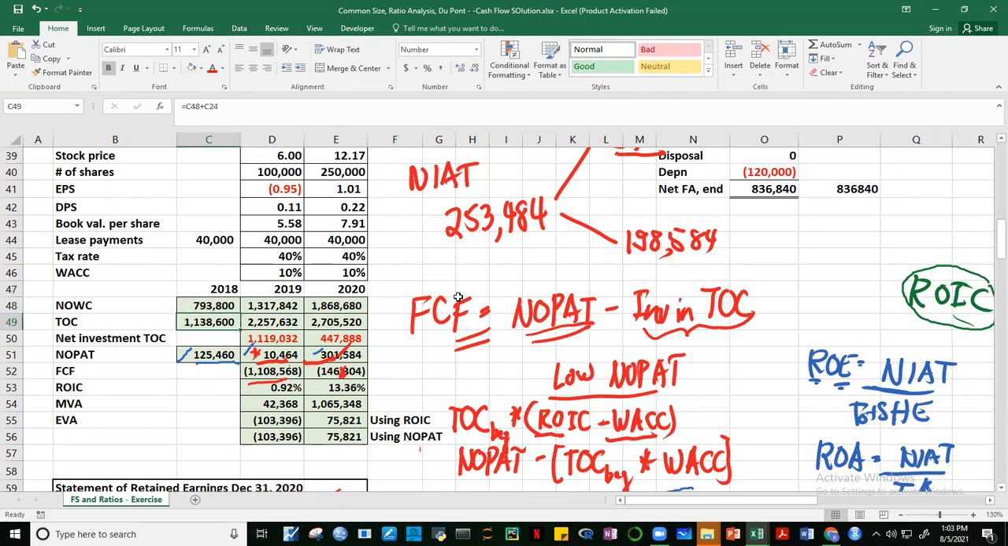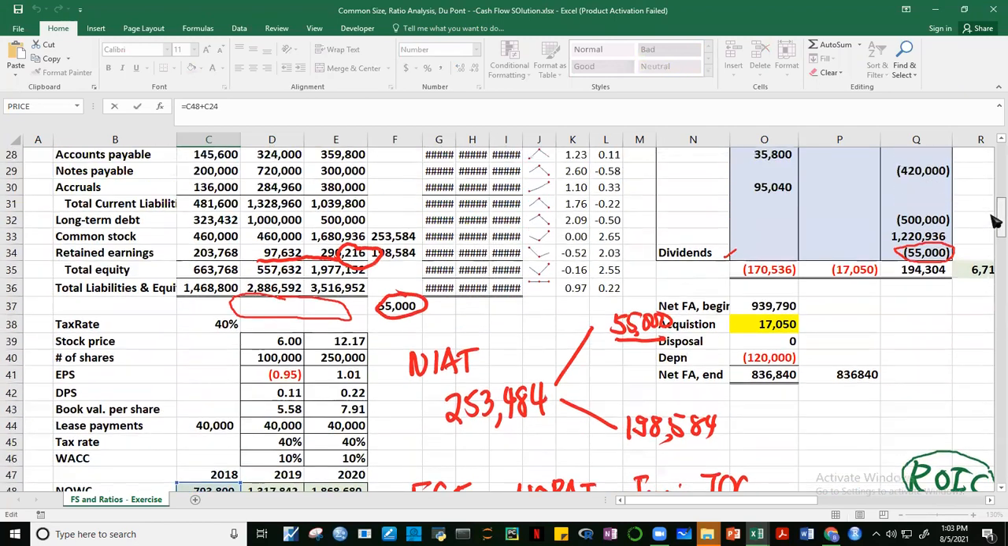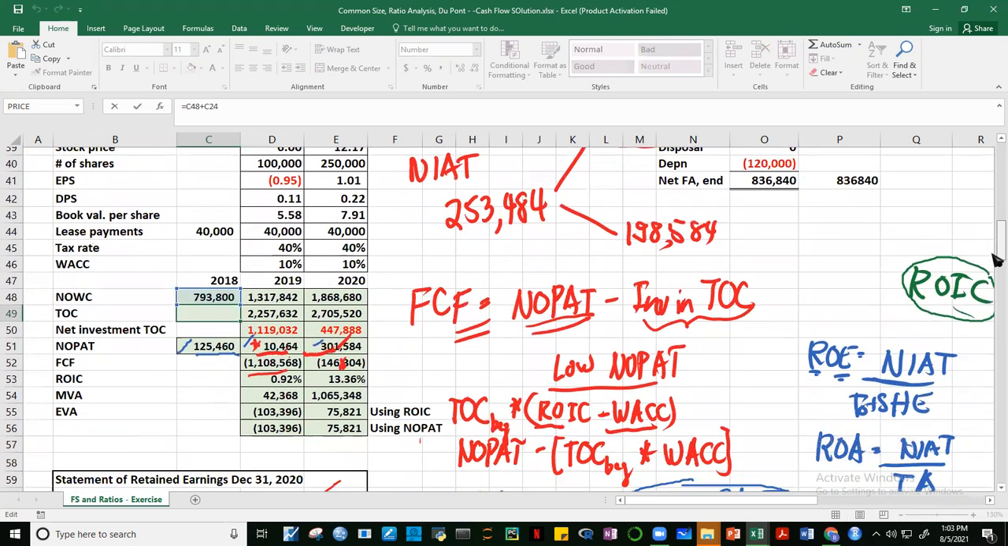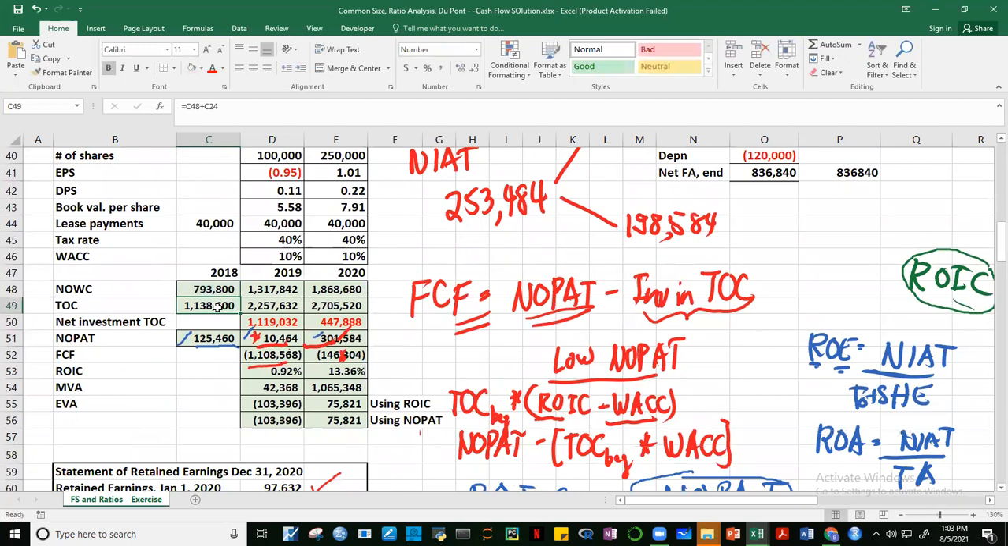As for the TOC, guys, here is the NOWC plus your net fixed assets. There, this is our net fixed assets. So we add the two and you get your total operating capital. We copied the formula for 2019 and 2020. You notice that our total operating capital is increasing.